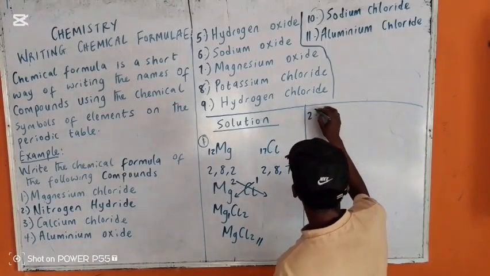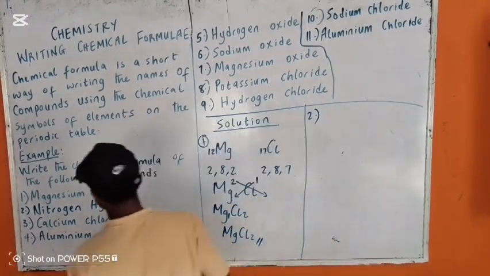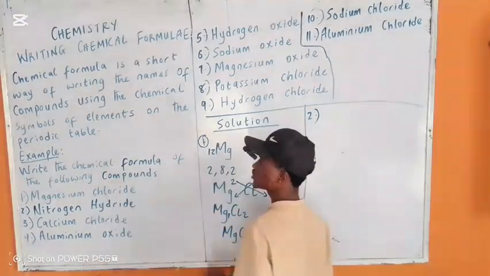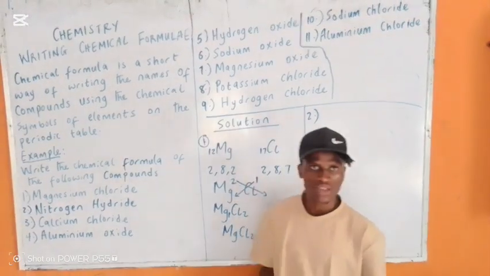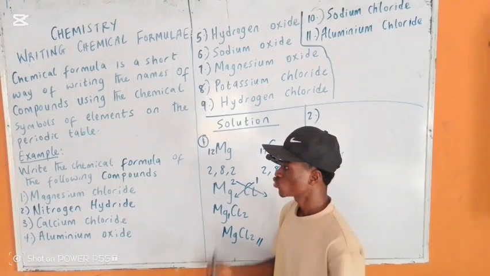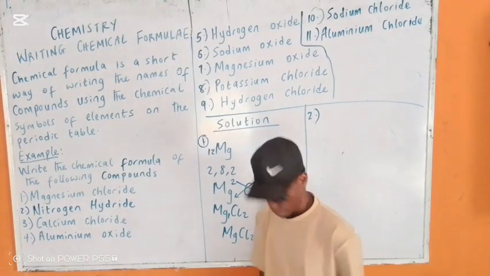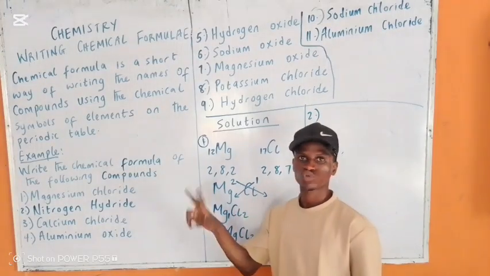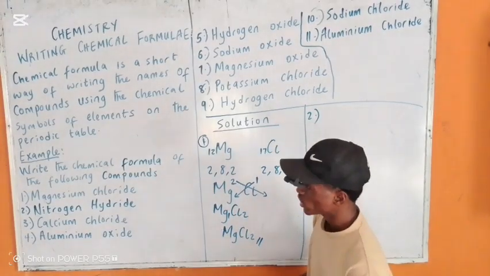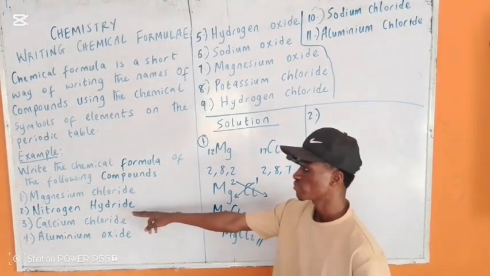Number 2 now, which is nitrogen hydride. Nitrogen hydride. Now, how many elements do we have here? We have what? 2 elements here. We have 2 elements, which are nitrogen and hydrogen.